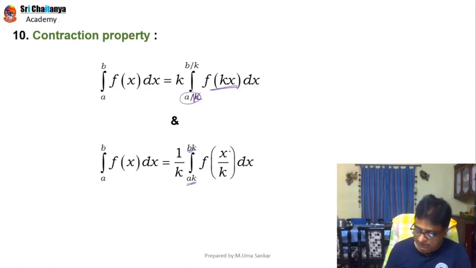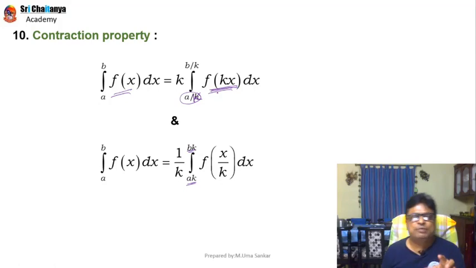What is f of x and f of kx? If you know sin x, what is sin 2x? If you know sin x, what is sin x by 2? That's the difference. So, under some limits, the area bounded by the curve sin x is the same as k times the area bounded by the curve sin 2x also. But what those limits are is important here. They are nothing but a by 2 to b by 2.